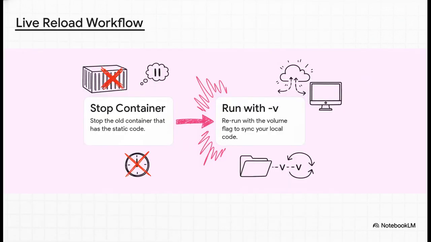So here's the new workflow. First, you'll stop that old container. Then you rerun it, but this time you add the -v flag for volume. -v ./app tells Docker to sync your current directory, that's the dot, with the app folder inside the container. And just like that, any change you save locally is instantly, and I mean instantly, reflected inside the running container. This creates that immediate feedback loop that is the absolute key to fast, happy, productive development. No more rebuilding for every little change.